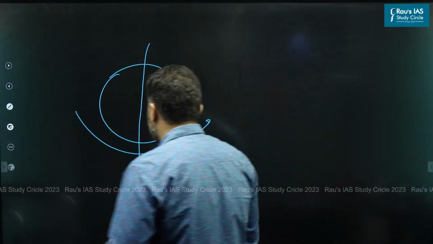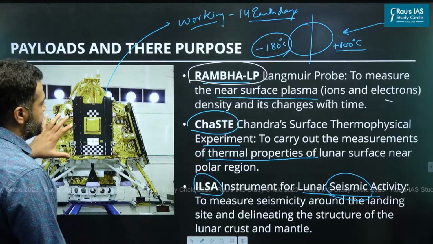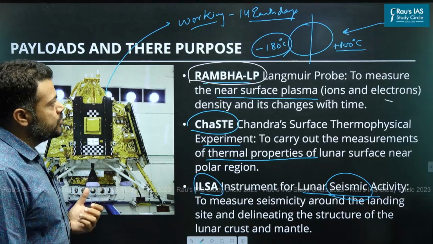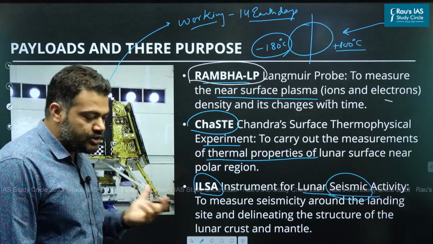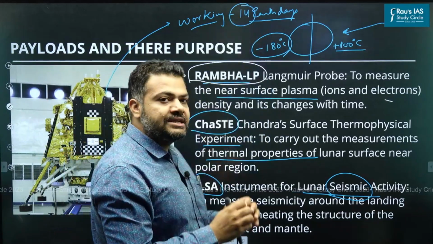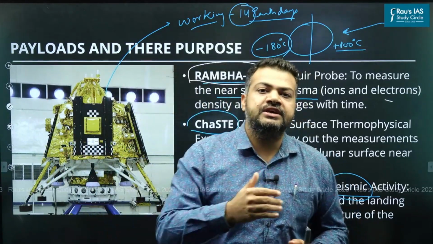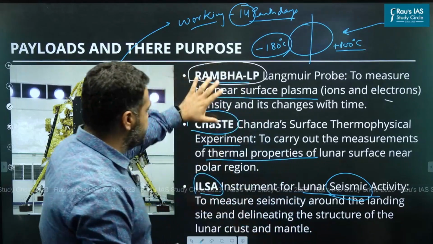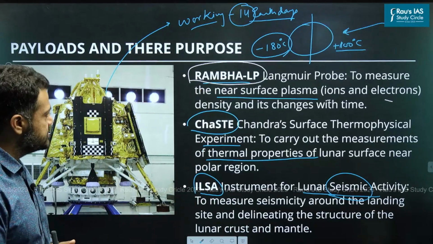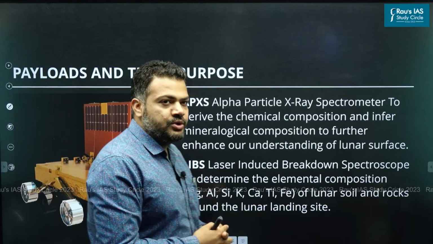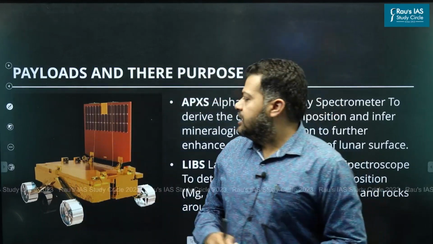So you can understand the mission duration of the landing probe, the lander of Chandrayaan-3. It is 14 Earth days. That means it will function until there is sunlight received at the landing probe. I hope you are able to understand. So these are the three important scientific payloads that we have deployed at the landing module. Now the next one is the rover.